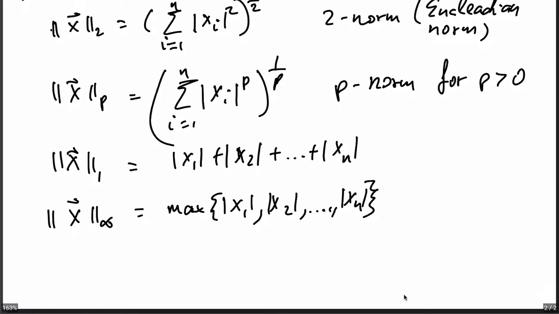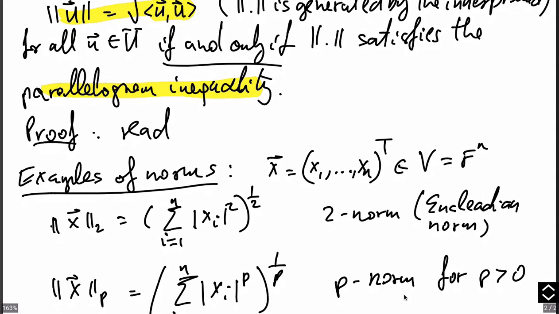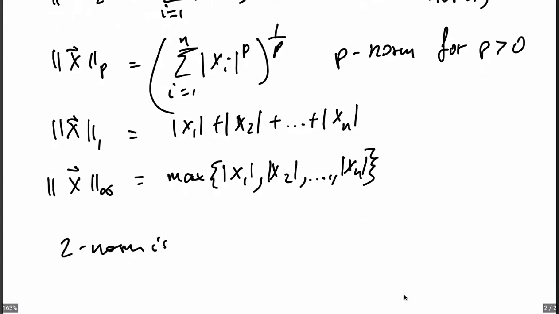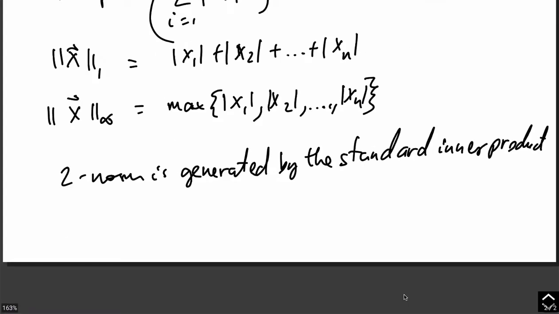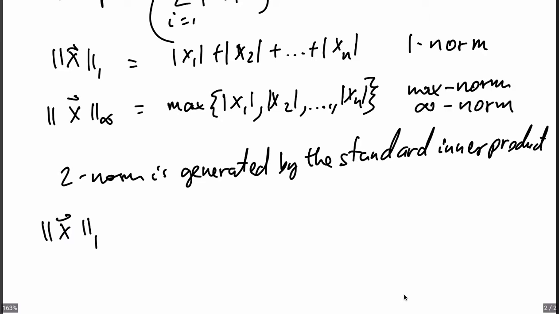Then the question is, which one of these is generated with an inner product? We already know that the 2 norm is generated by the inner product, the standard inner product. We have seen this as an example. If you want to check whether the 1 norm is generated by an inner product or not, or the maximum norm, also called the infinity norm, then we have to check the parallelogram equality.